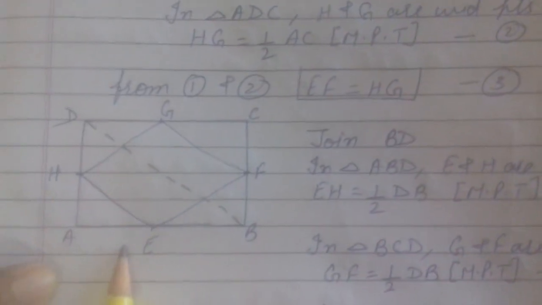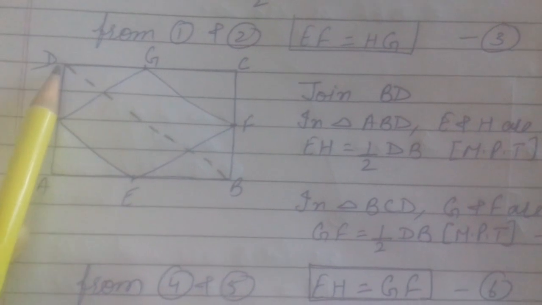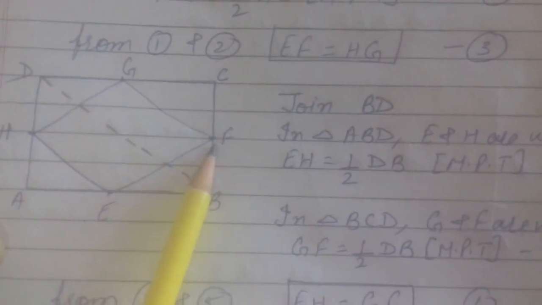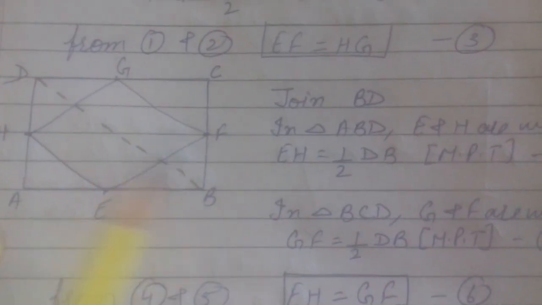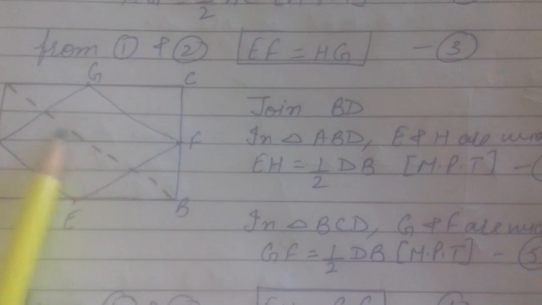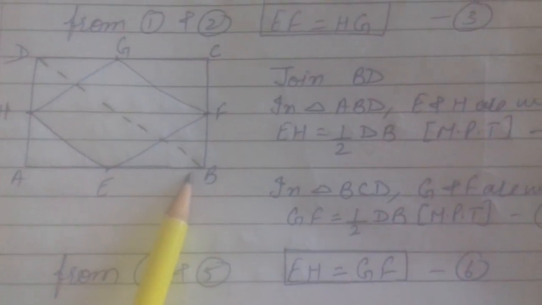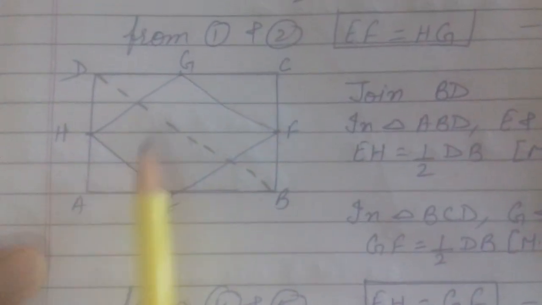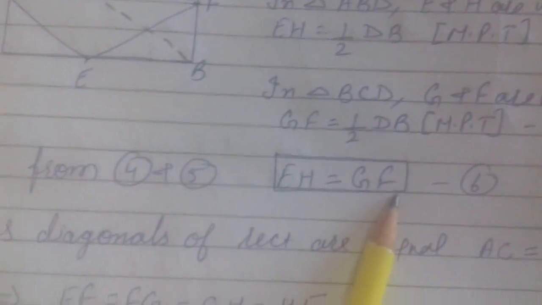Now, I will continue the same way. I will join the other diagonal DB and I will take the triangle DCB. In this case, G and F are what? Midpoints. So, what will be GF? Half of DB. In this triangle, H and E are midpoints, so HE will also be half of DB. In that case, they both will be equal. So the same thing I proved here children. EH is equal to GF.